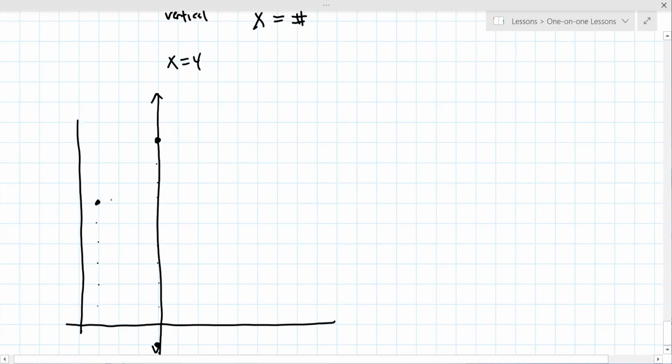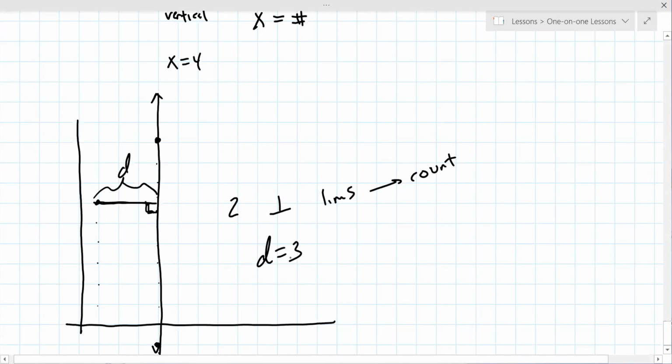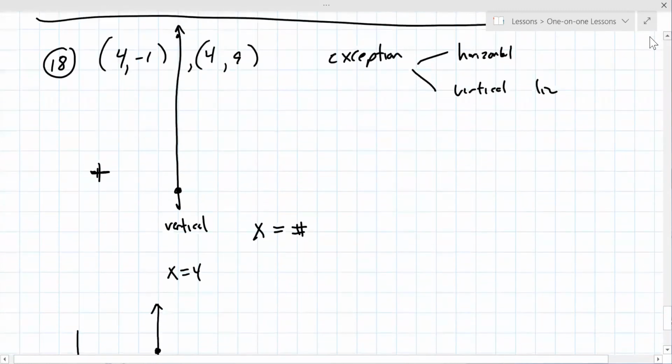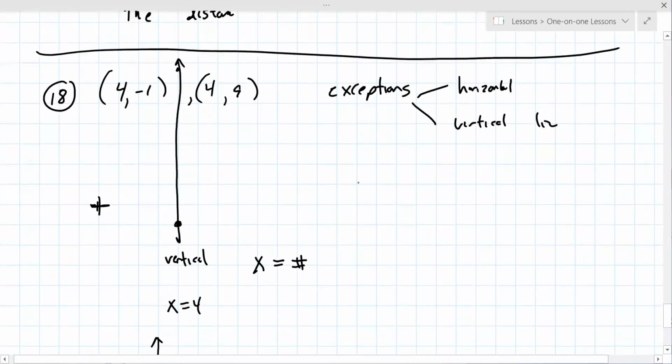The shortest distance between these is this line right here. Now you can absolutely go to the trouble of finding the slope, finding the equations of the line, setting them equal, finding the other point, and using the distance formula. But when it's two perpendicular lines like this, you just count. So the distance is this right here. It's 3. So the summary of this is that when you get one of these exceptions, you're literally just counting.